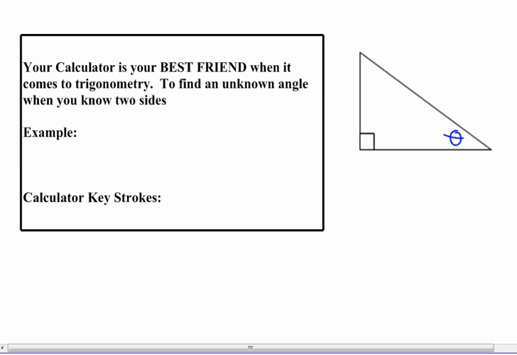Can you put this as your unknown angle? Do you remember that symbol? That's an unknown angle. It actually has a name. Theta. Theta. Sounds like a type of cheese.